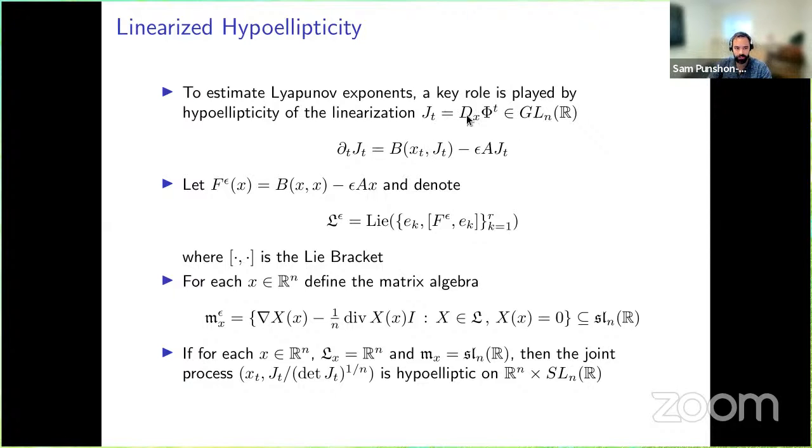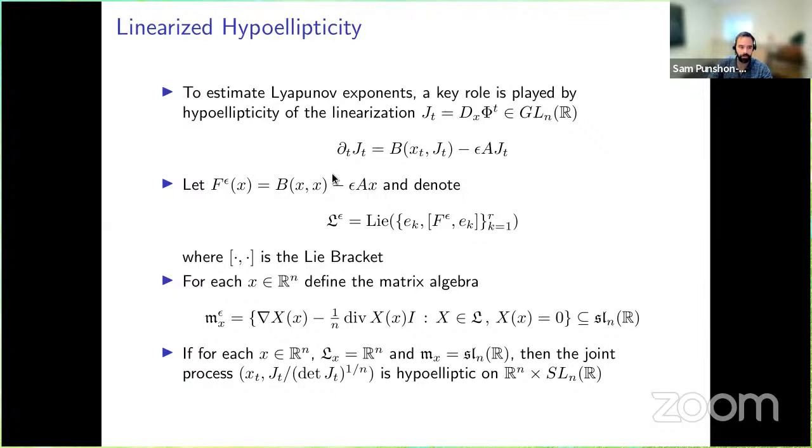This defines a matrix, so this is in GLN. And in fact, the linearization here solves this linear ODE on GLN, because the noise in our case was additive in the model, so that when you take its derivative, it goes away, and we have this linear equation. And suppose I say that the original thing was hypoelliptic.